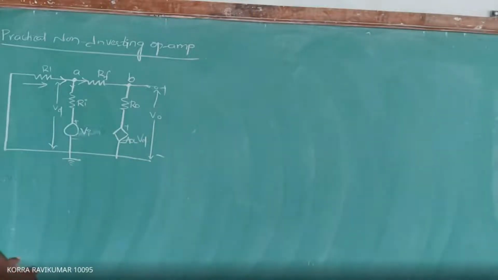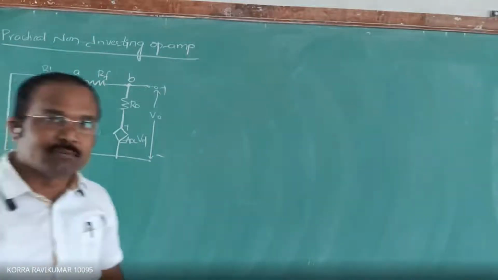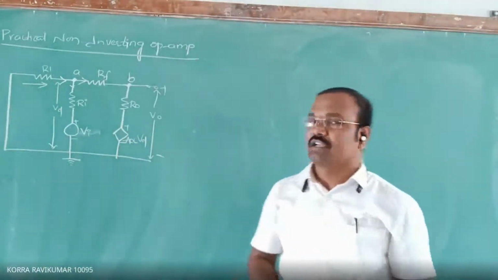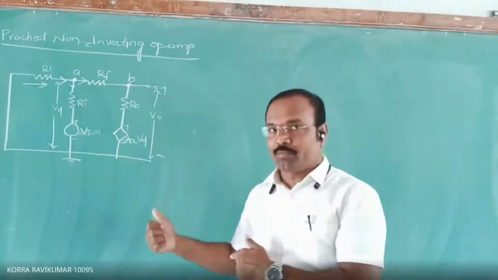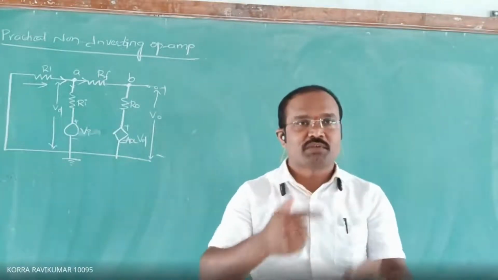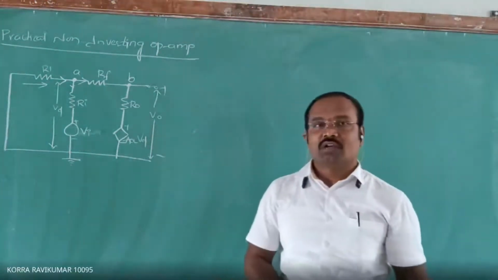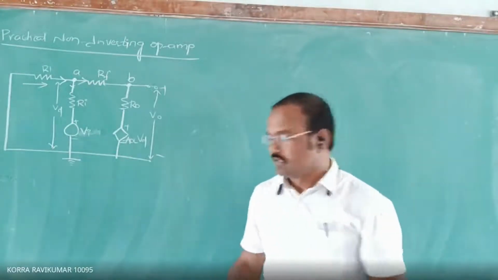Now let us analyze it. If you observe here, there are two nodes, node A and node B. The main objective of this topic is to calculate the input resistance of the circuit as well as the gain of the practical non-inverting op amp. For the ideal op amp, the gain was infinite. For the practical op amp, what will be the gain? That's what we are going to prove now.